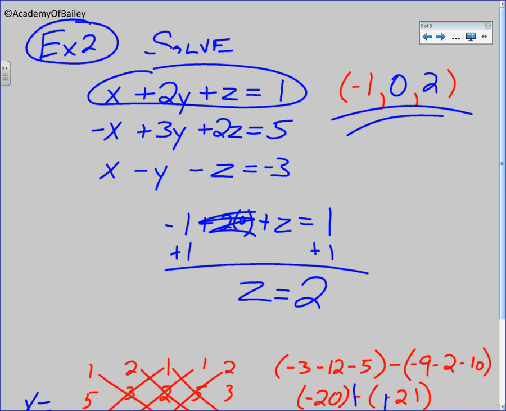So, I understand Cramer's rule with a 3x3 system takes a little longer, but here it is. There you know it. I'll see you soon for any questions.